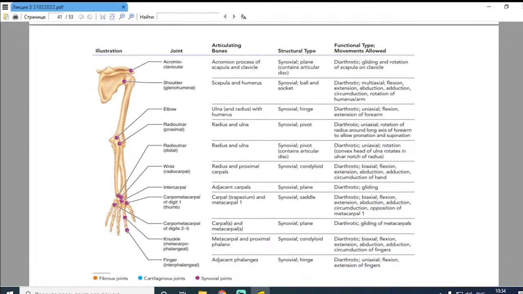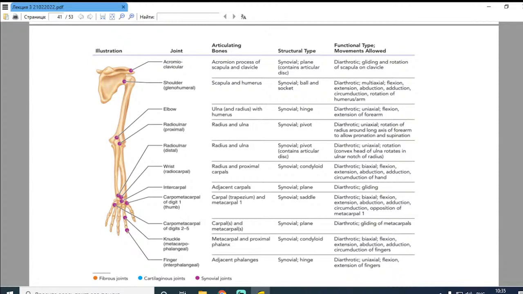Now, for example, joints of the upper limb. What you see, shoulder joint, articulating bones, scapula and humerus. Structural type, synovial, ball and socket. Diarthrosis, multiaxial, movement: flexion, extension, adduction, circumduction, rotation of the humerus, arm.